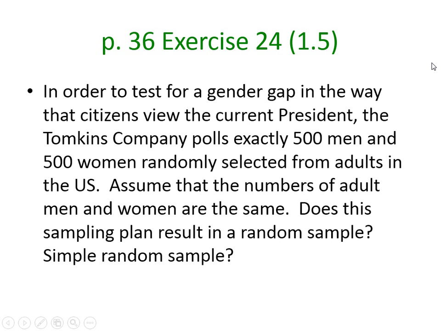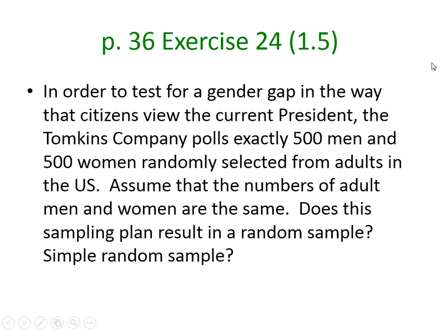Okay, number 24. In order to test for a gender gap in the way that citizens view the current president, the Tompkins Company polls exactly 500 men and 500 women randomly selected from adults in the United States. Assume, and this is a big assumption here, that the numbers of adult men and women are the same. So with that, is this a random sample? Does every individual have the same probability of being selected? Thumbs up, down.